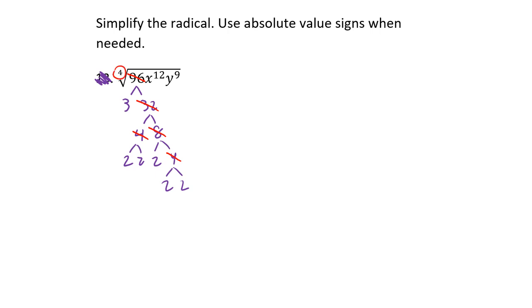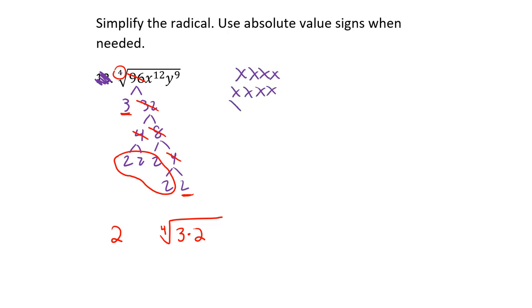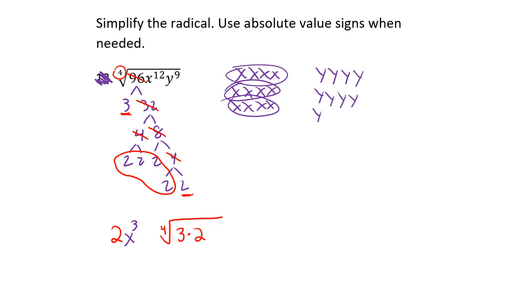Okay, index is 4 this time, so we need 4 of the same number. So we'll have a 2 outside of the radical. Inside the radical, we have a 3 and a 2 that didn't get circled. We have 12 x's, and we'll go 1, 2, 3 circles, x to the 3. We have 9 y's, 1, 2 circles. However, 1 y will go inside because it couldn't be circled.